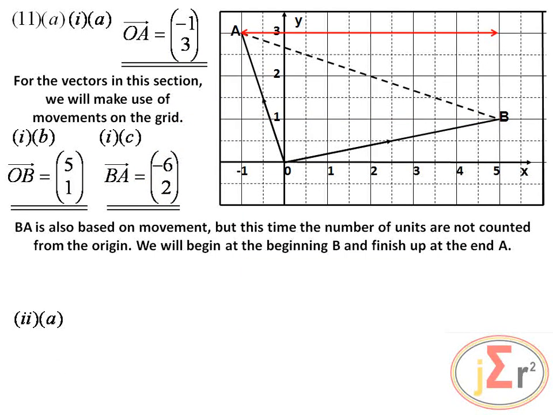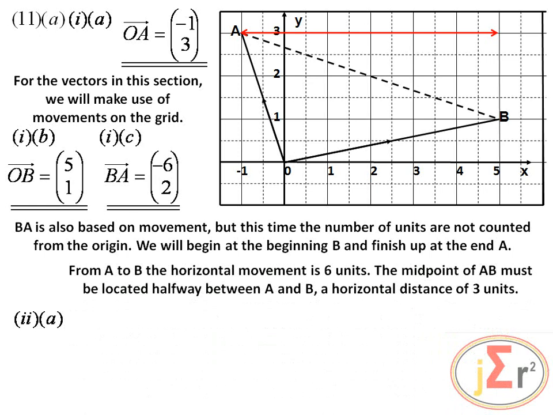What do we have there? We are given the information in the statement of the problem that G is the midpoint of AB. From A to B, the horizontal movement is 6 units. The midpoint of AB must be located halfway between A and B, which is what? A horizontal distance of 3 units. So this is 6 units: 1, 2, 3, 4, 5, 6.